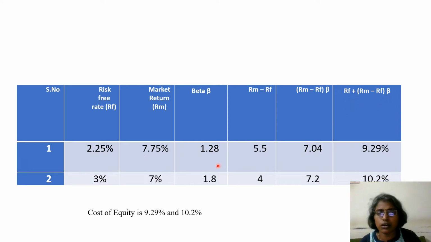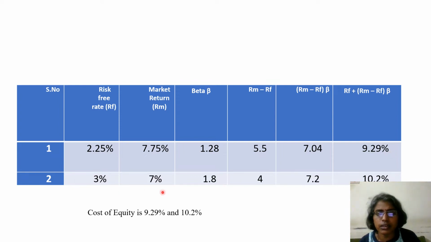So RF for company 1 is 2.25, plus RM minus RF into beta, that is 7.04. When you add these two, 2.25 plus 7.04, you will get 9.29%. So this is the cost of equity calculation using the CAPM model.